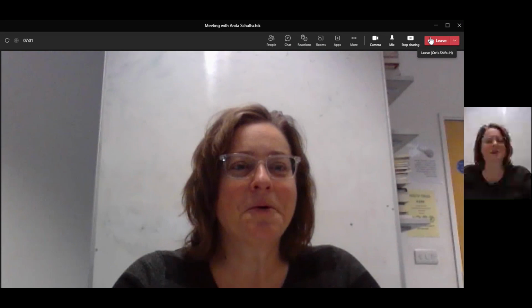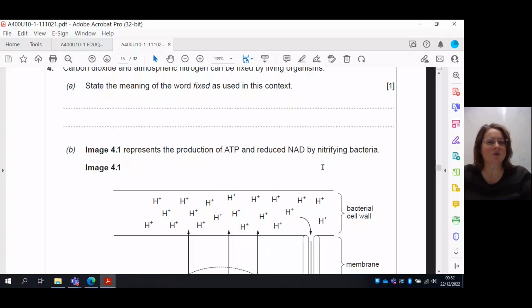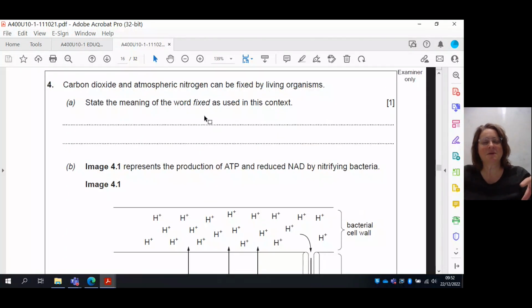Right, question four. Question four is a little bit of a sneaky one because it's getting you to combine two different units, basically. It's getting you to think about your whole respiration unit and the unit you had on the nitrogen cycle, and it's combining those both. So it starts with carbon dioxide and atmospheric nitrogen. So gas and gas can be fixed by living organisms, and it's asking you for the definition of fixed.